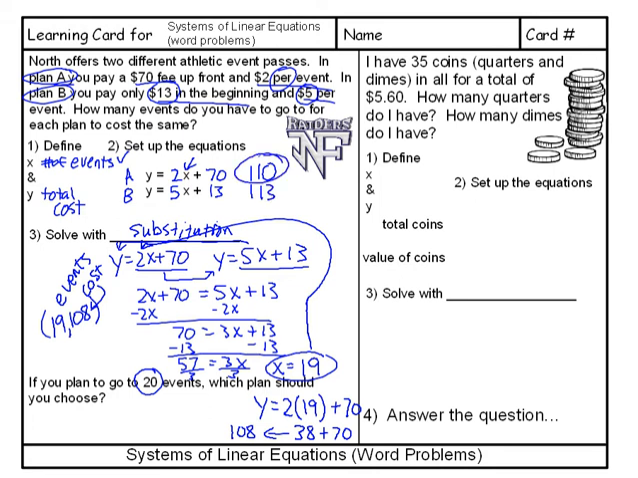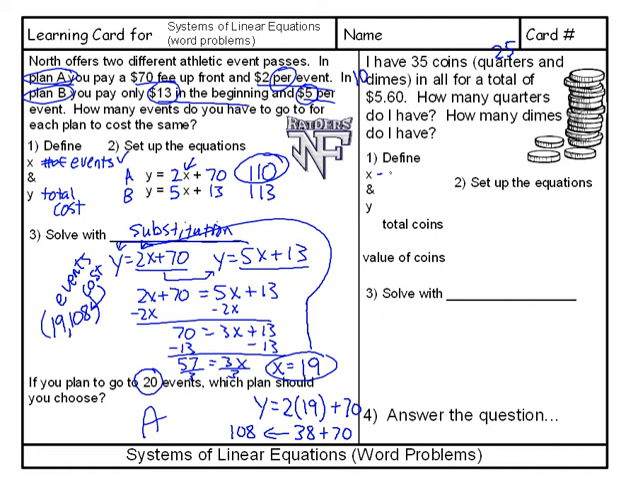It's plan A that I'm going to work with. Okay, so plan A in this case. The next thing, I have 35 coins, quarters and dimes. And we all know quarters are worth 25 cents and dimes are worth 10 cents. And for a total of $5.60, how many quarters do I have? How many dimes do I have?